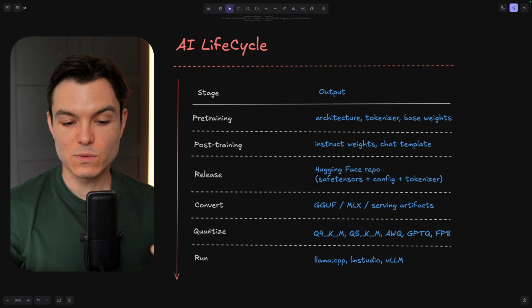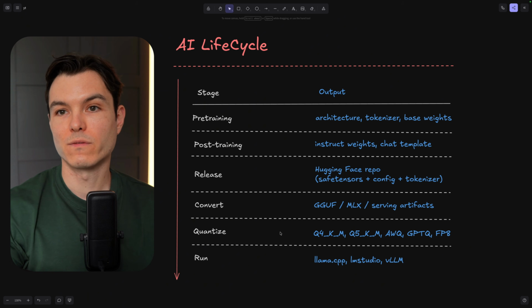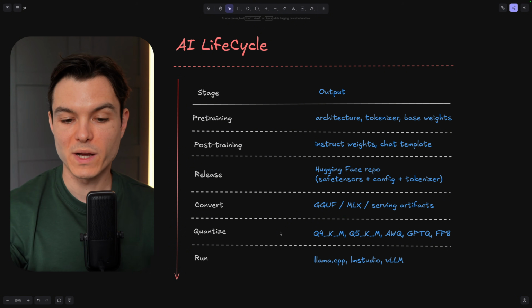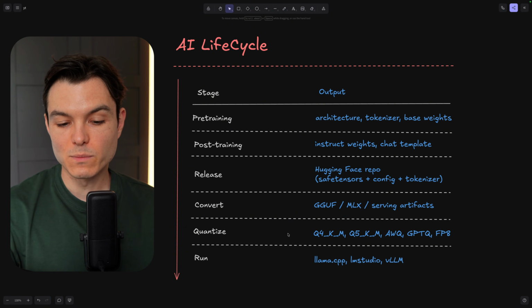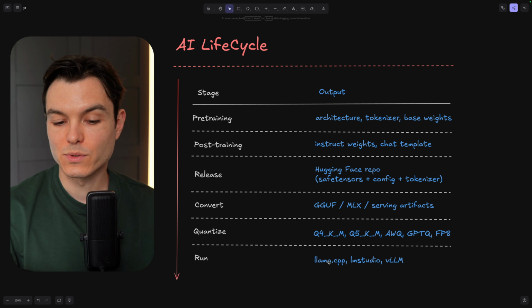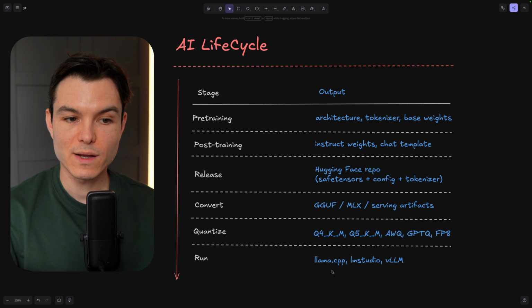The second to last step is the quantization. There we convert the weights to smaller formats to save memory. And finally, we run the model in llama.cpp, LM Studio, Ollama, vLLM, or any other runtime.